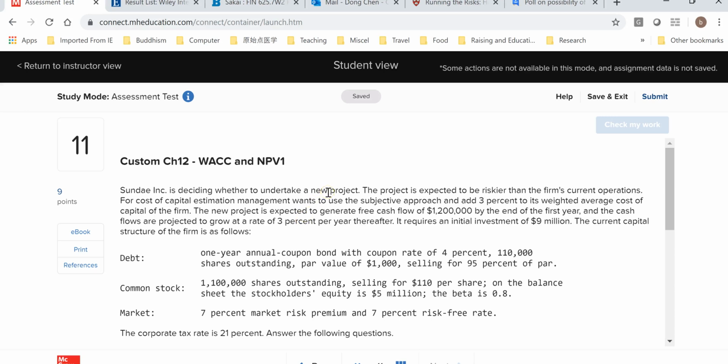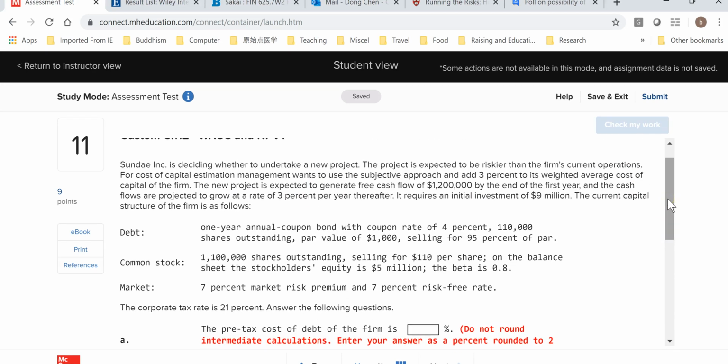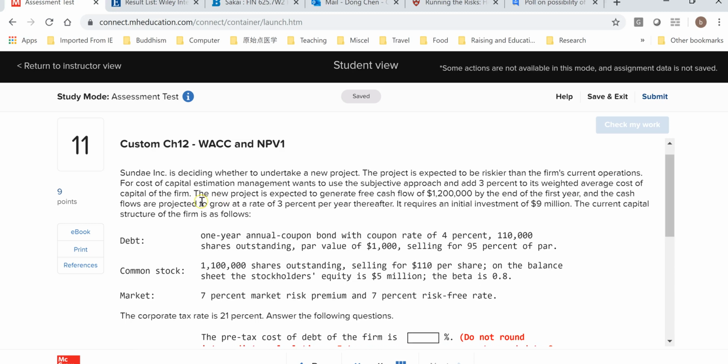This is question number 11 on our assessment test. So this is a very comprehensive question about the estimation of weighted average cost of capital and valuation of a project. Someday Incorporation is deciding whether to undertake a new project. The project is expected to be riskier than the firm's current operations. For cost of capital estimation, management wants to use the subjective approach and add 3% to its weighted average cost of capital of the firm.